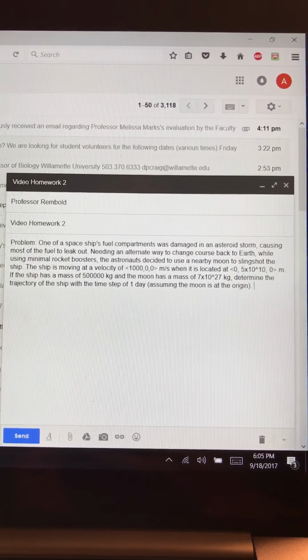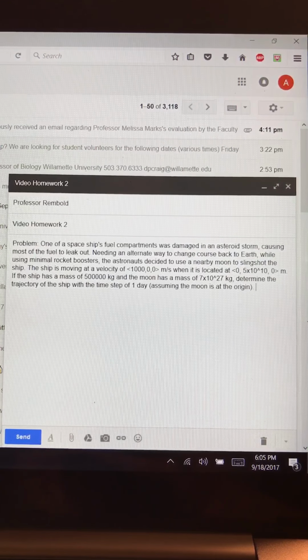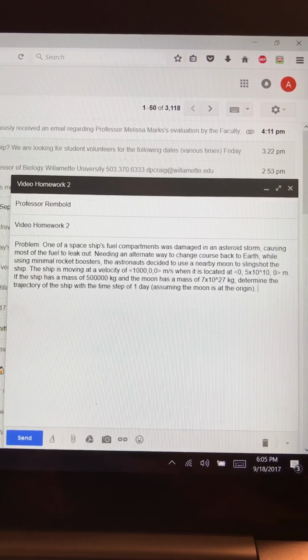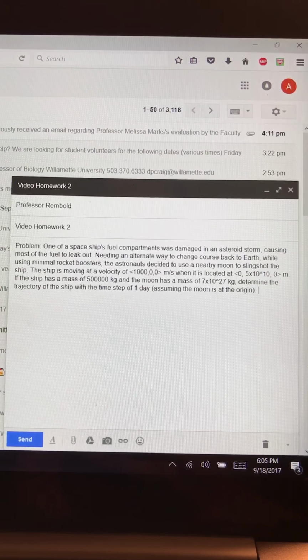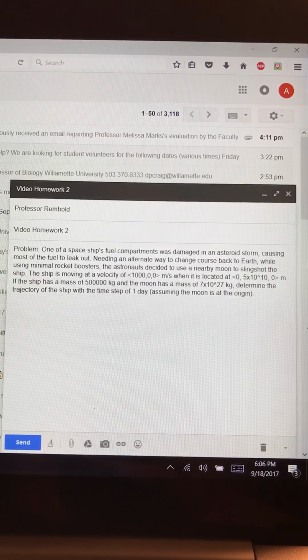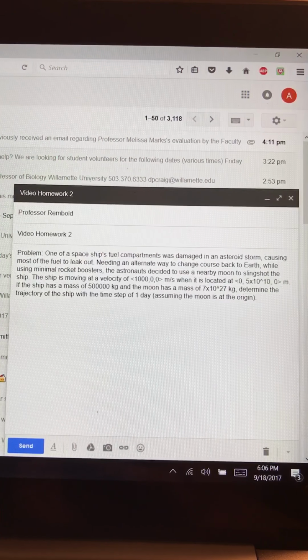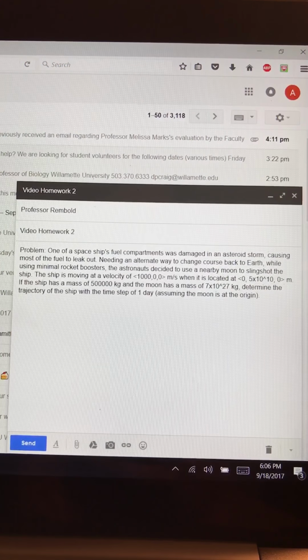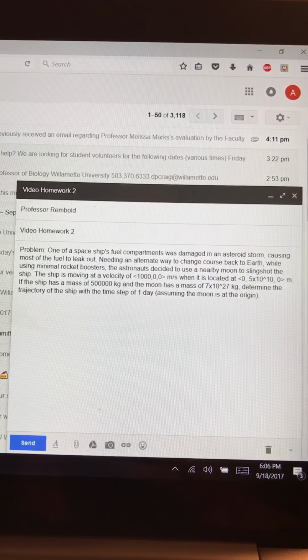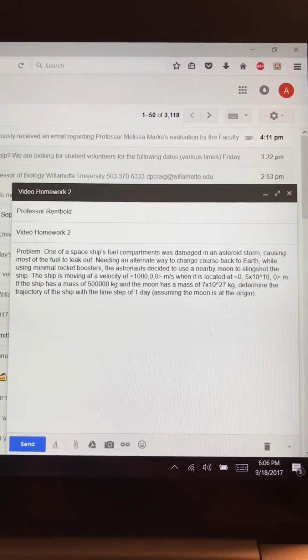The ship is moving at a velocity of 1,000 meters per second when it's located at 5 times 10 to the 10th, 0, 0 meters. The ship has a mass of 500,000 kilograms and the moon has a mass of 7 times 10 to the 27th kilograms. Determine the trajectory of the ship with a time step of 1 day, assuming the moon is at the origin.